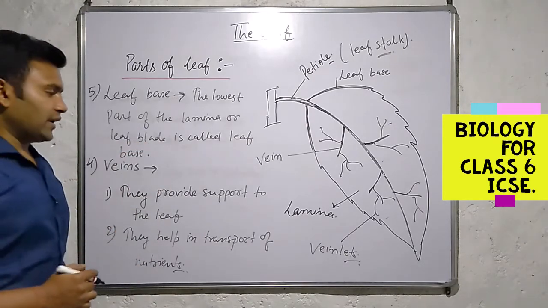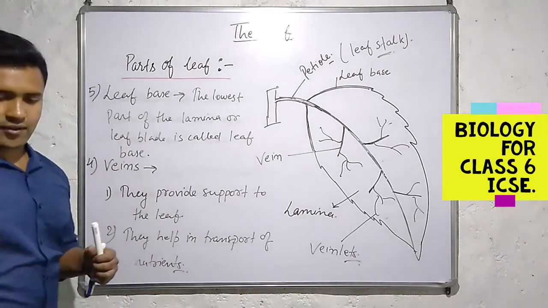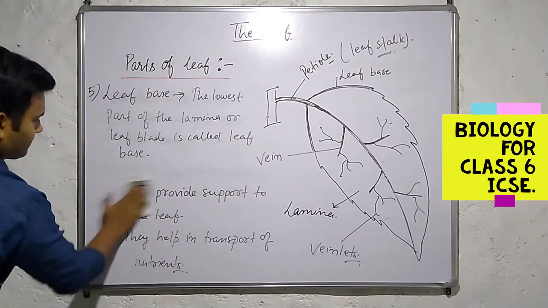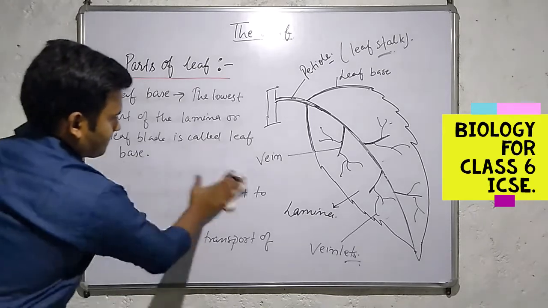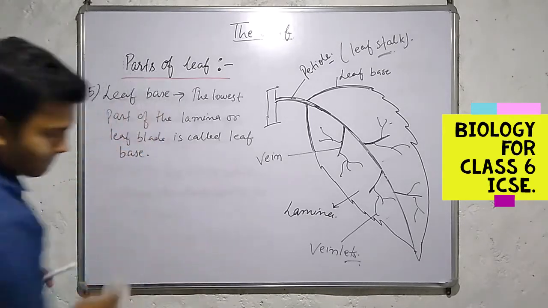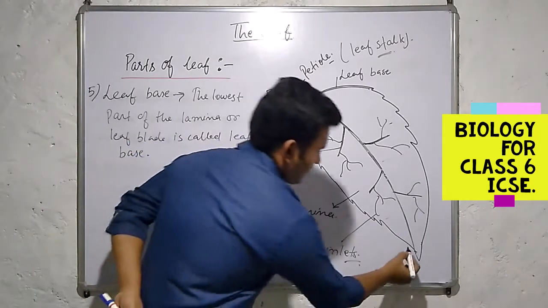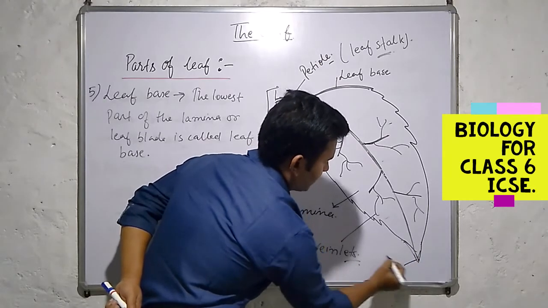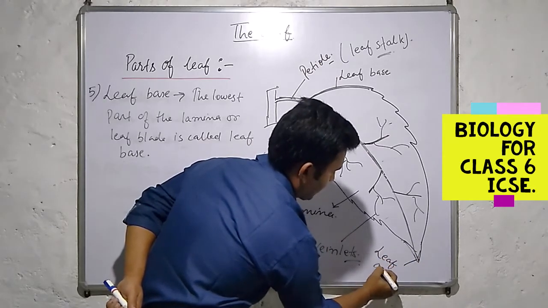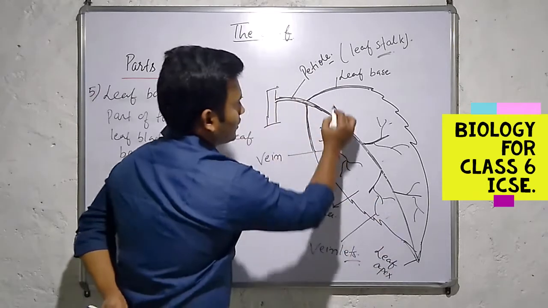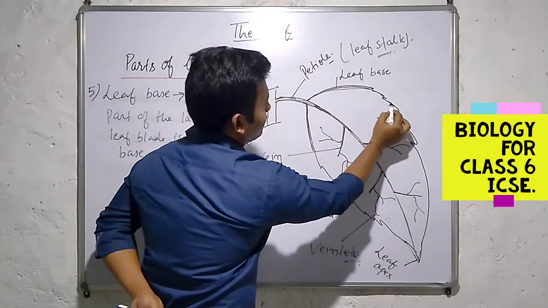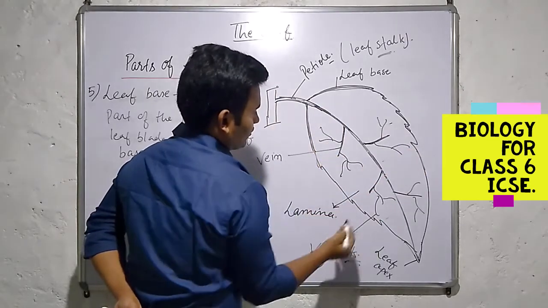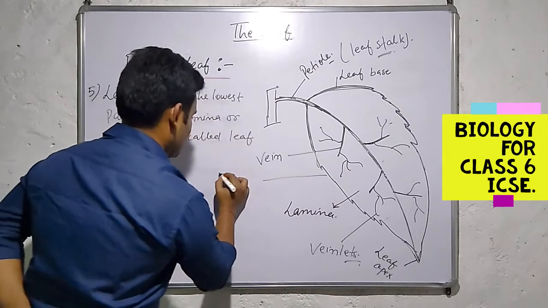Last one is leaf apex and leaf margin. This top part of the leaf is called leaf apex, and the edges of the leaf are called leaf margin.